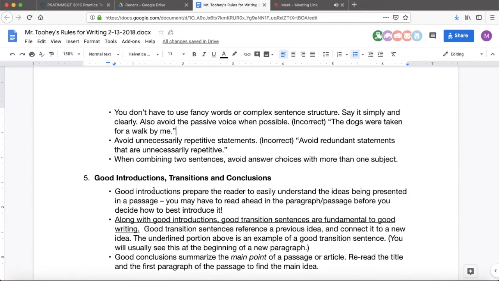When combining two sentences, avoid answer choices with more than one subject. Yeah, and they'll be real clear when they're testing on this rule. You'll see two sentences that are underlined, and they'll say which of the following answer choices best combines the two underlined sentences, right? Almost always, the correct answer choice is going to have one clear subject and one clear verb.